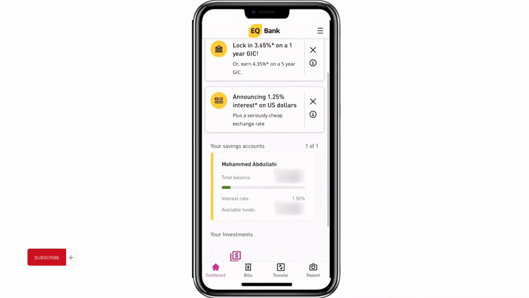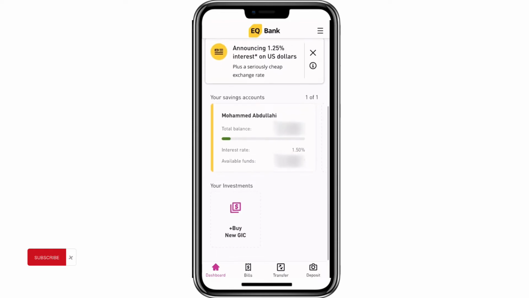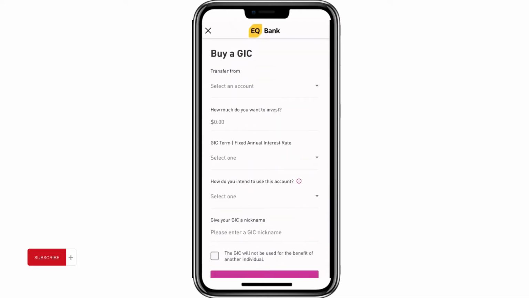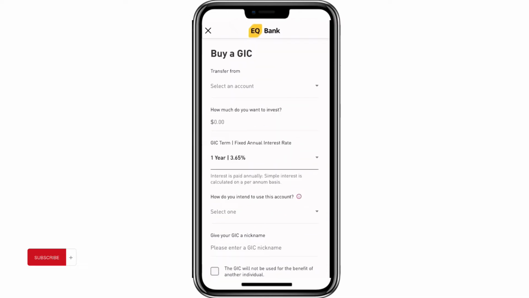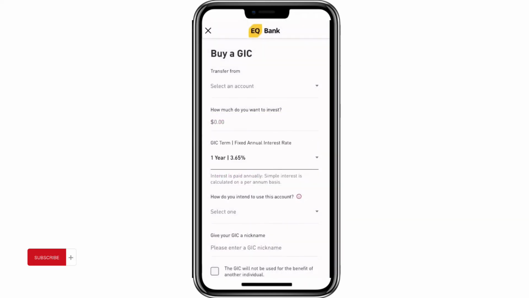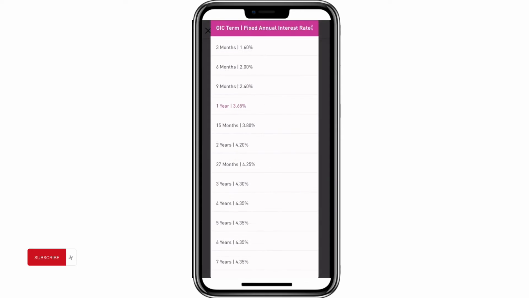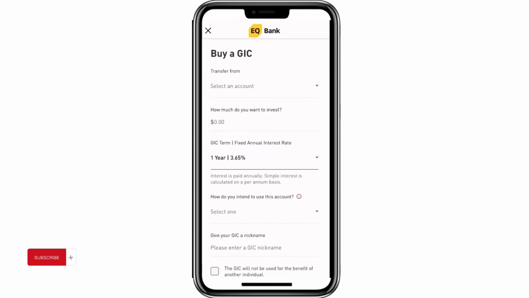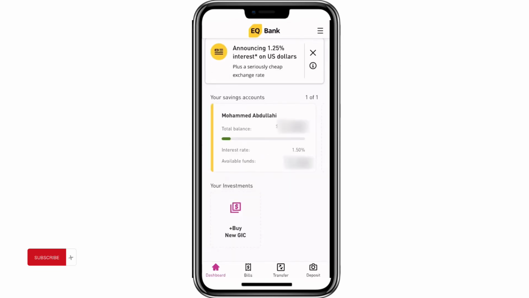Hello guys, so this is an overview of my account. You can see the 1.50 interest rate that is attached to it. Going to the GIC part, this is where you buy your GIC and you earn a fixed annual interest rate on your money. GICs range from 3 months to 6 months to a year or 2 years, even up to 7 years, and you earn this fixed amount of interest when it's completed. For 1 year, I think it sits around 3.65%. And yes, that's how you buy your GIC.